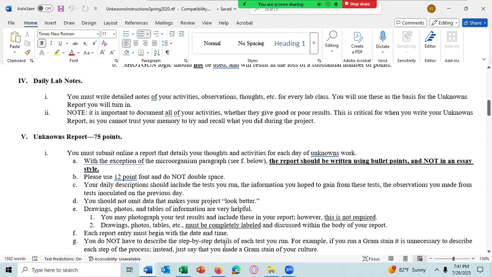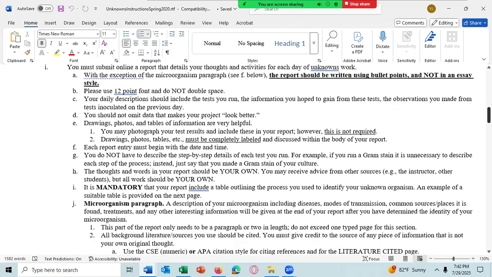And then when you report a test, all you need to do is say, I ran the Gram test. You do not need to discuss the steps of the Gram stain. I know the Gram stain. You just need to state, I ran the Gram stain, and these were my results. These are my conclusions. The results and the conclusions should be separate because they do differ.